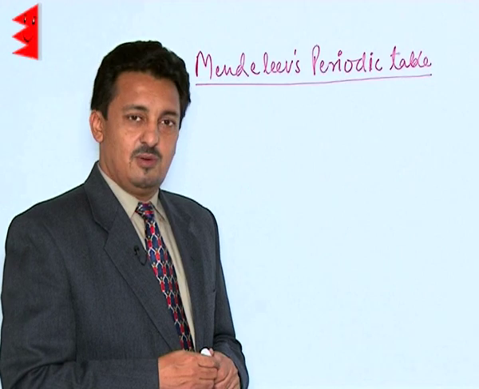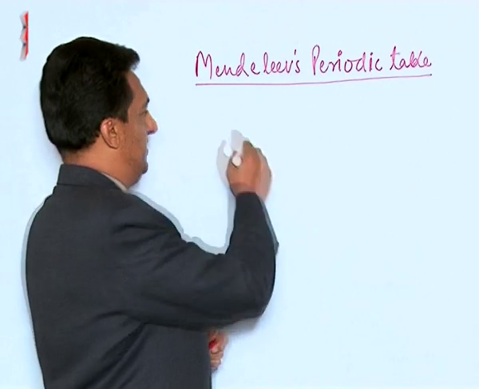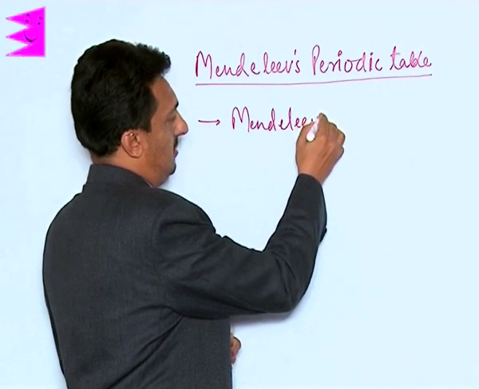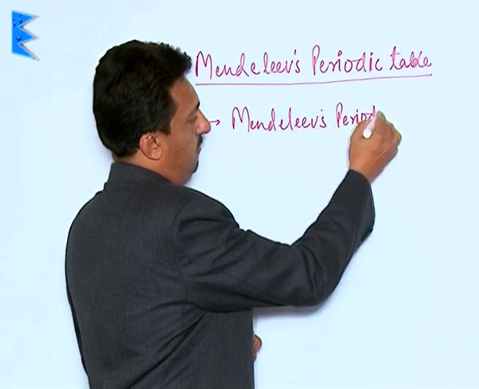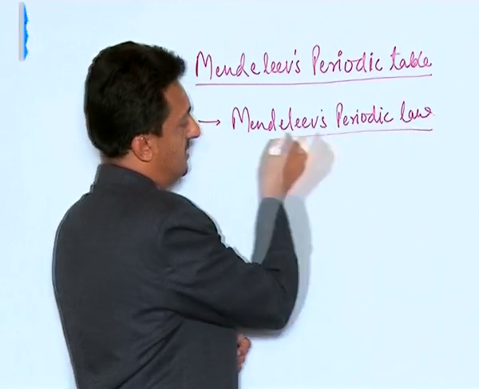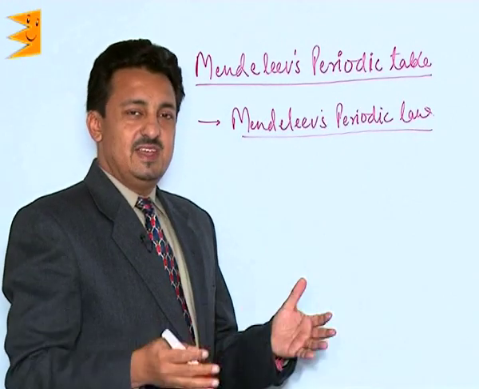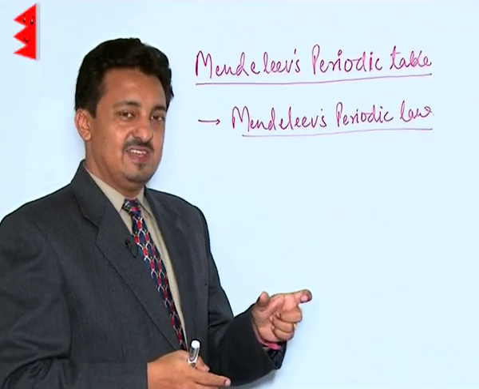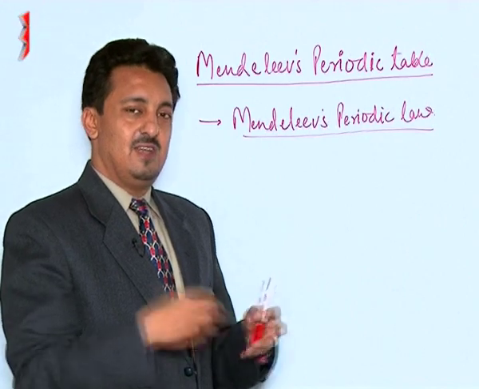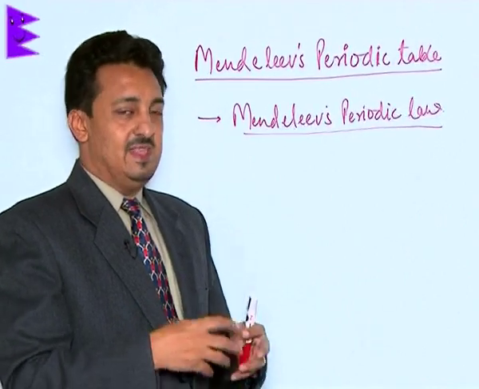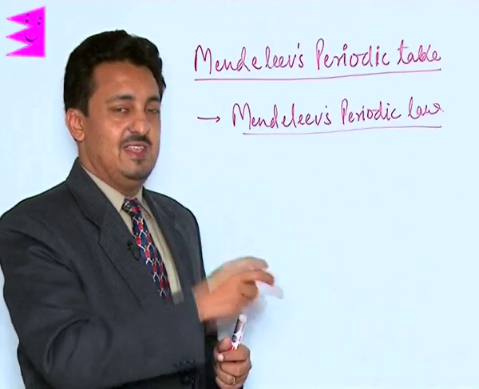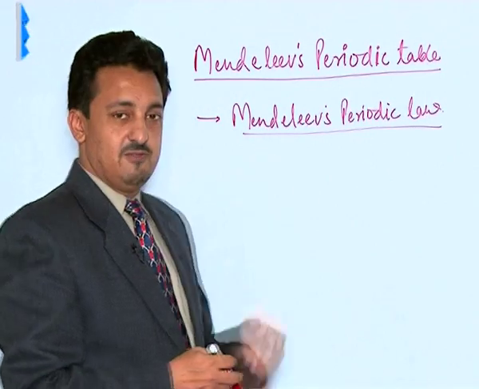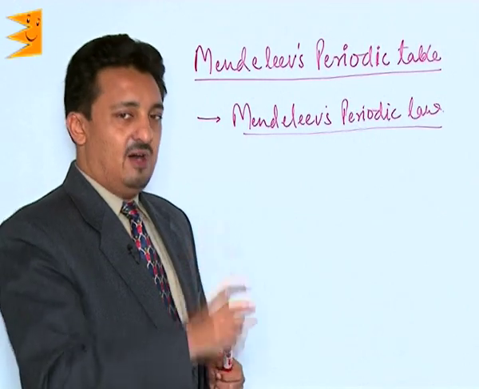But the first thing you need to know is that the Mendeleev periodic table was based on Mendeleev's periodic law. When Mendeleev did elaborate studies of the elements, in 1869 about 63 elements were known by that time. So he studied almost all the elements present at that time, and then he came out with the explanation that the physical and chemical properties of the elements are the functions of their atomic mass.